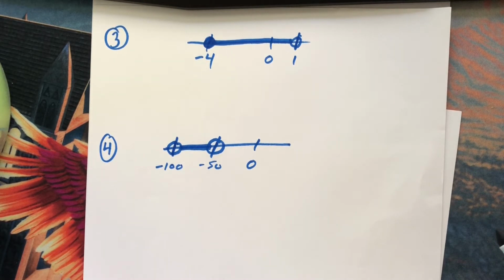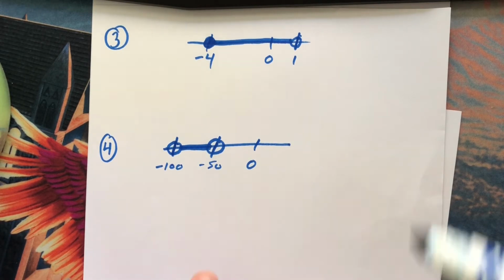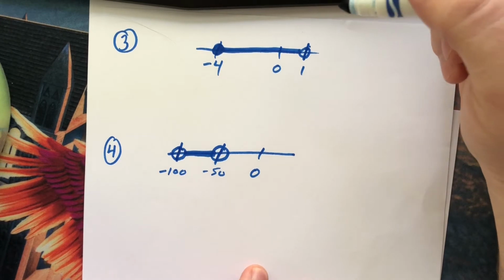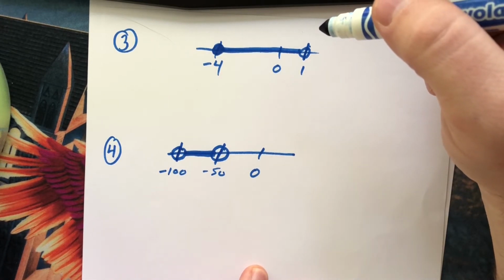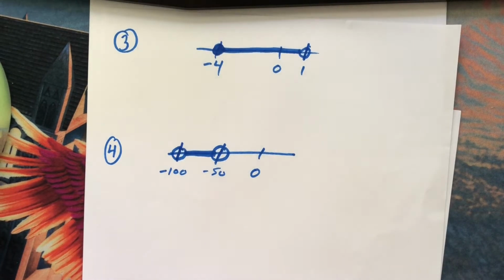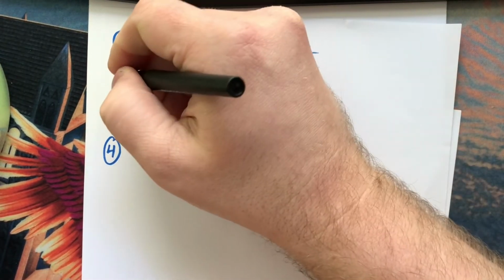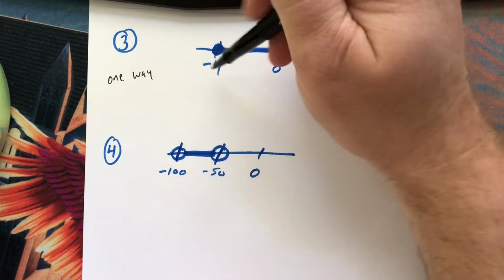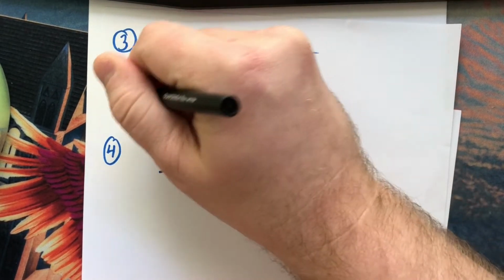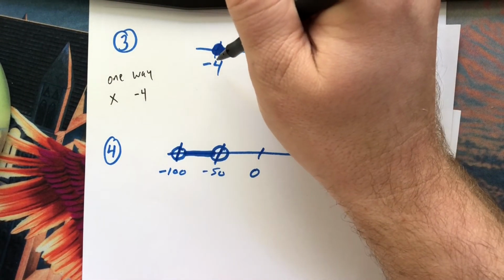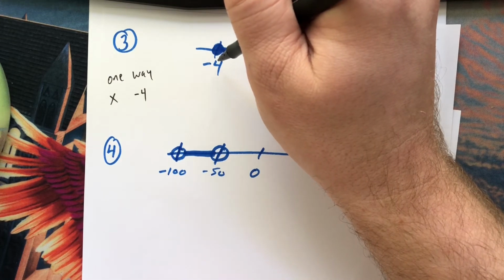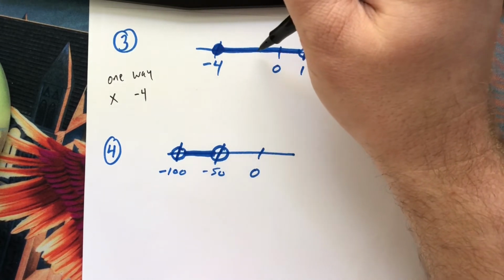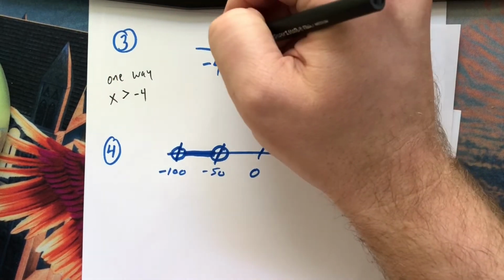Wait, these are weird. It's like last time they were colored going away from each other. Now they're colored going in towards each other. So this is one way to write this. One way to write this is, well, we can say there's x, -4, and let's see, it looks like we're shading greater than -4, we're going to the right, and we're allowed to be it because it's filled in.